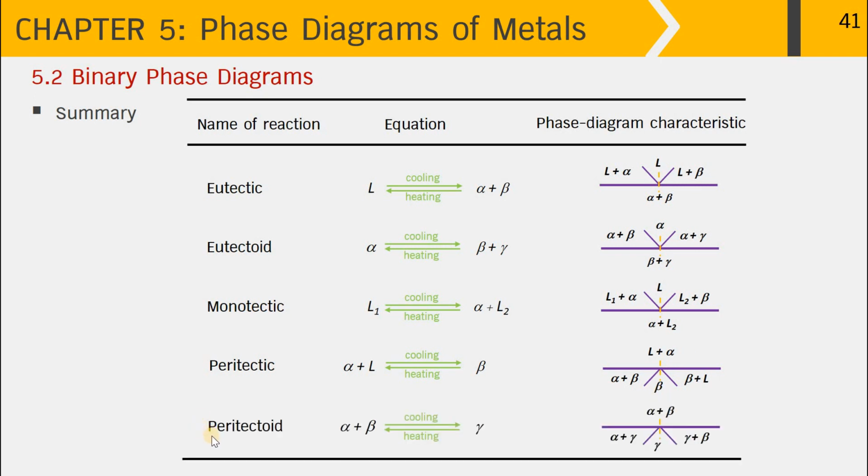And the last reaction is the peritectoid, which is similar to the peritectic, apart from having two solid phases transform into one solid phase after cooling. And over here is the phase diagram characteristic: we have two solid phases, alpha and beta, transform into one solid phase, which is gamma, after passing through the peritectoid reaction. And you may see that the eutectic and eutectoid are different. The eutectoid concerns no liquid, and the peritectoid concerns no liquid as well.